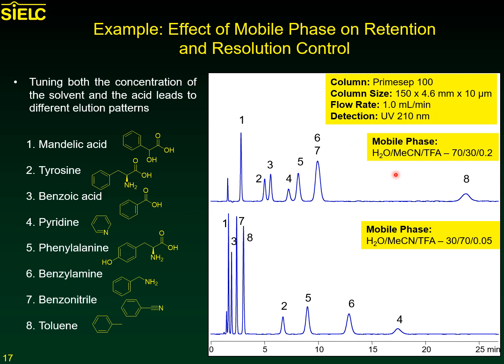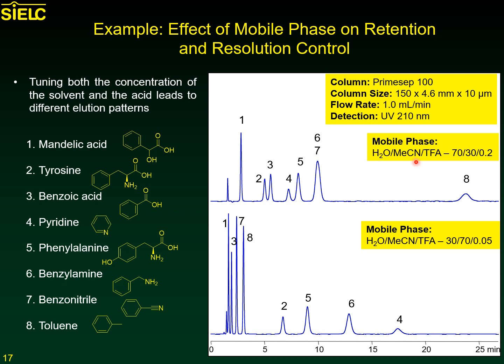In the top spectra, we are using a fairly diluted mobile phase that is 30% acetonitrile and water, with a TFA buffer that is at a 0.2 concentration. Herein, we see great separation of compounds such as mandelic acid and toluene, while also having quick coelution of peaks such as tyrosine and benzoic acid.